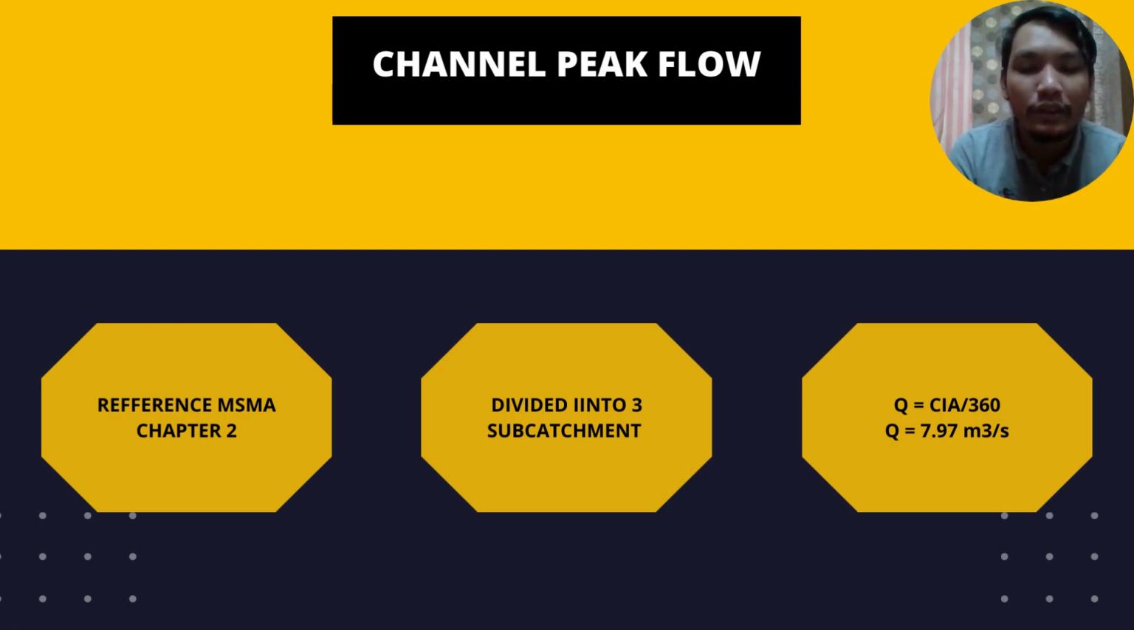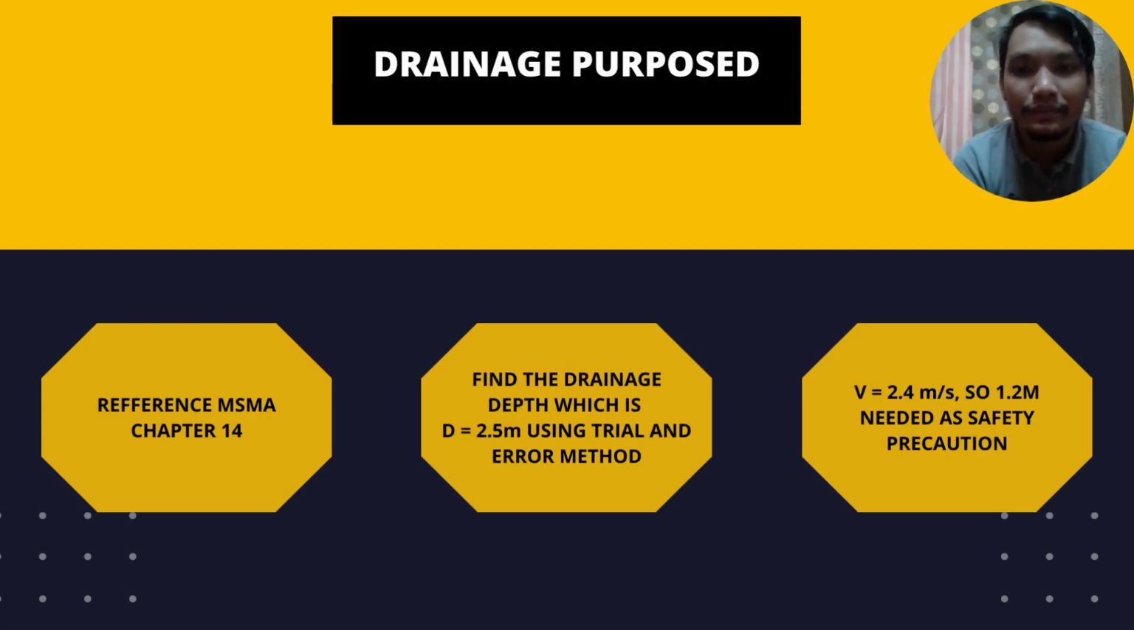The channel peak flow in the Taman University area is 7.97 m³/s. For the calculation of drainage purposes, it will be made by referencing MSMA Chapter 14, which covers drains and swales. The first step is to find the drainage depth, which is D equal to 2.5 meters using the trial and error method.